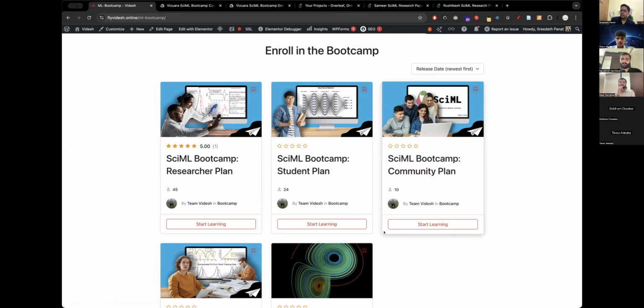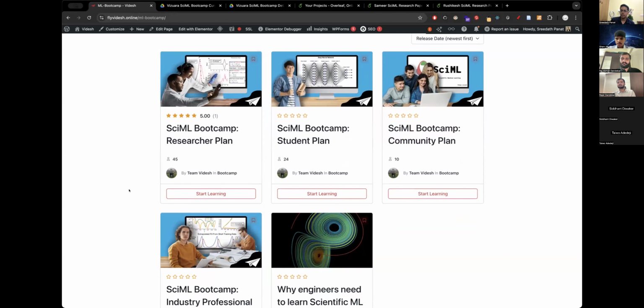Community plan is something in between the student plan and the researcher plan, meaning it has all the assignments, and we ourselves will be giving you assistance. If you come across some difficulty in solving a particular assignment, we will be taking care of it and we'll help you with that. Plus, we'll have a nice community of people who are working on the community plan who may want to later work on the research paper in the researcher plan.